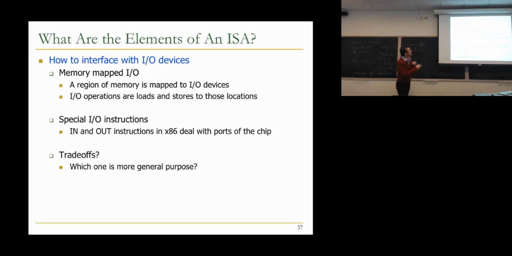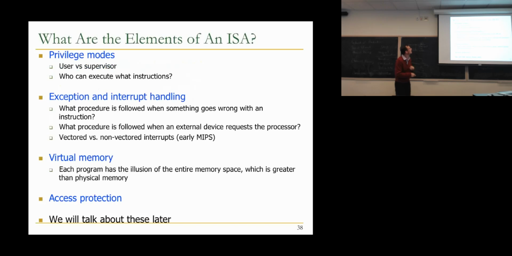OK, so there are some other elements of the ISA, and these are all specified in the ISA manual. Privileged modes, basically user versus supervisor, who can execute what instructions, what is permissible in the mode, how do you change the mode. Exception and interrupt handling, we'll talk about this, especially in terms of supporting exceptions. Basically, what procedure is followed when something goes wrong with an instruction. For example, you're doing divide by 0. The processor figures out that the second operand of the divide is 0. What happens at that point?